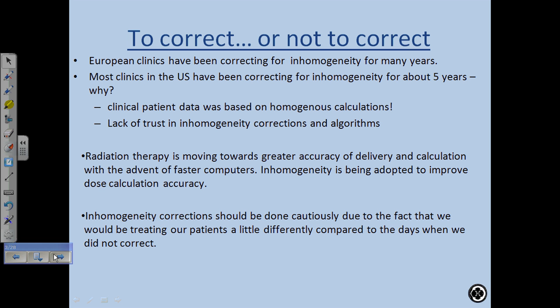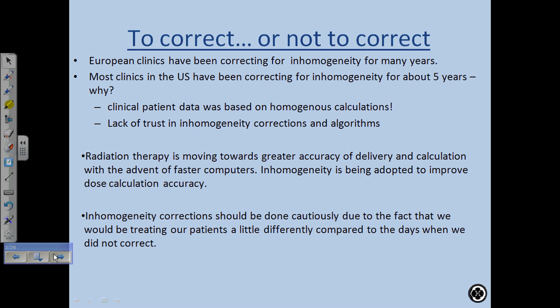I mentioned this quickly last class, but this slide has a little bit more information about it. European clinics have been correcting for many years for inhomogeneity, and most clinics in the US have been correcting for about 5 years. This is a little bit outdated. It's probably been more than 5 years now. Clinical patient data was based on homogeneous calculations.